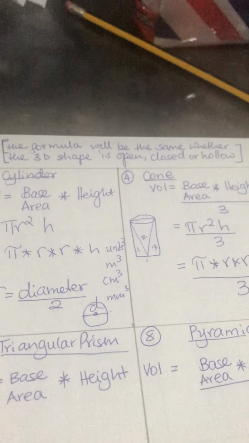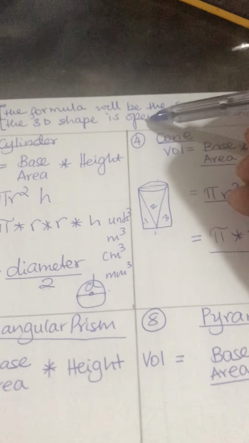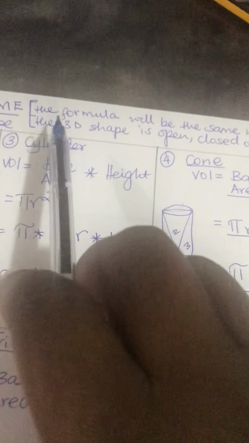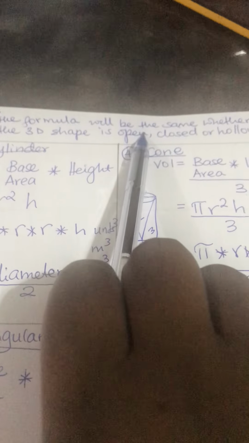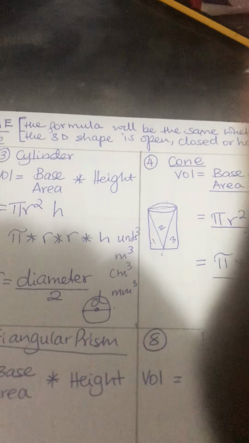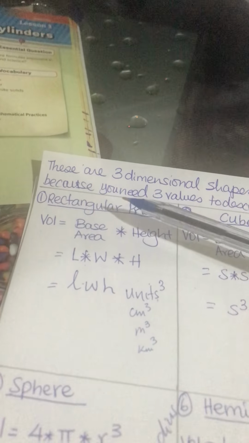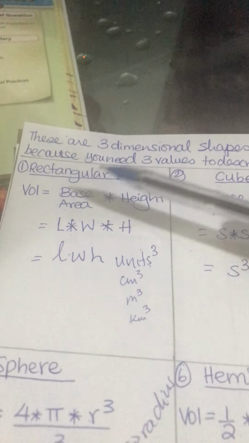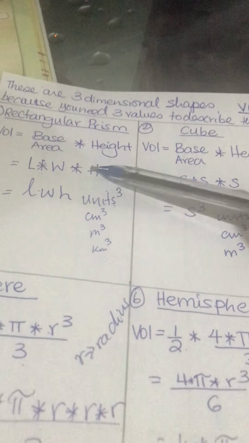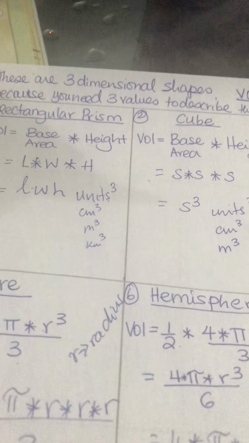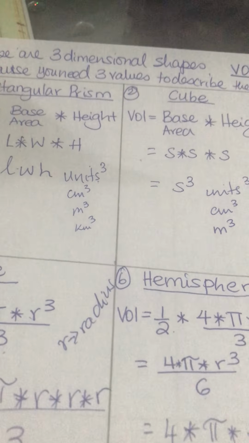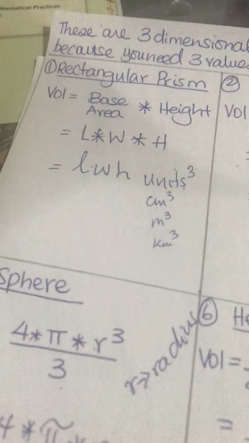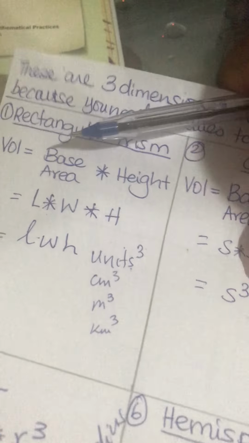Now, there are three types of 3D shape. You have an open shape, you have a closed shape, or you have a hollow shape. Okay? Now, the formula for finding volume, whether you're open, closed, or hollow, will be the same. It will not change. So if your rectangular prism is open, you will still do volume like this. If it is closed, you will still do volume like this. If it is hollow, you will still do volume like this. As you read the question, you will determine whether your shape is open, closed, or hollow. The question will tell you.